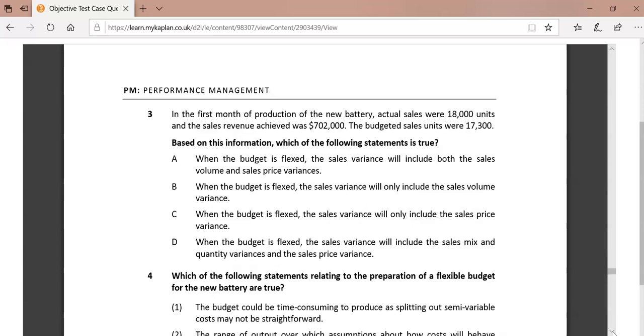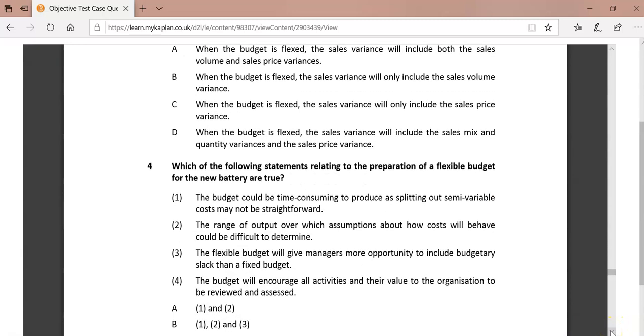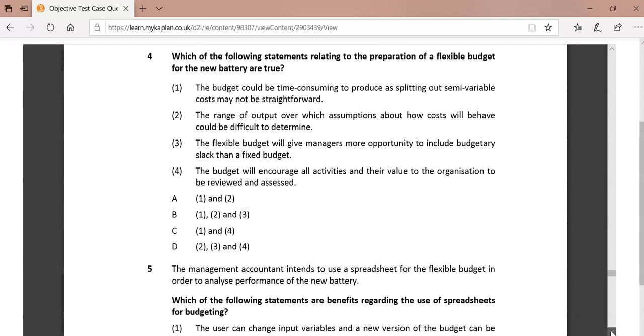Question 4. Here we are. Which of the following statements are true relating to a flexible budget? I think these are one of those that you almost have to read carefully. They almost all look quite fair, but then you have to focus. I'm going to start with the bottom one. The budget will encourage all activities and the values of the organization to be reviewed and assessed. This has the characteristics of, if you remember when we talked about zero-based budgeting, that's what's really happening here.